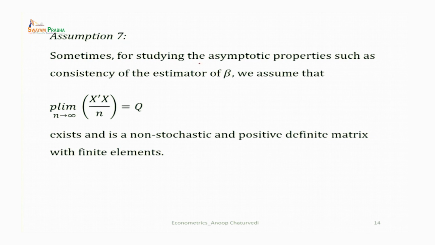Particularly when we are interested in studying the asymptotic properties such as consistency of the estimator of beta, we assume that the probability limit of 1 upon n X transpose X as n tends to infinity is Q, and this probability limit exists, and this Q is a non-stochastic and positive definite matrix with finite elements. So, in probability as n tends to infinity, 1 upon n X transpose X tends to a non-stochastic positive definite matrix Q with finite elements. This assumption we require for proving the consistency of least square estimators.